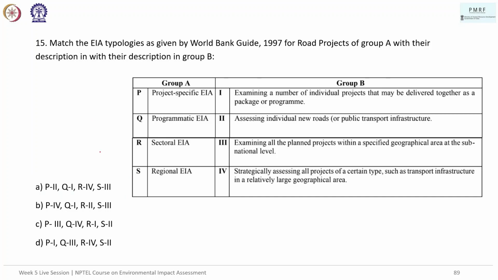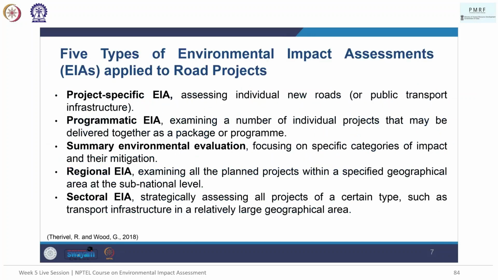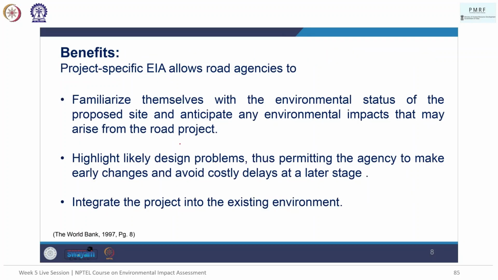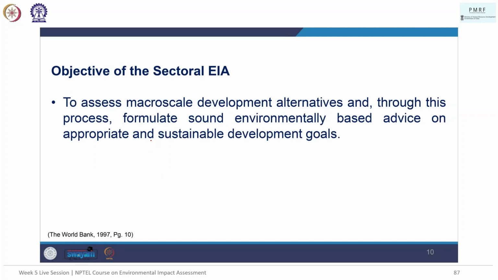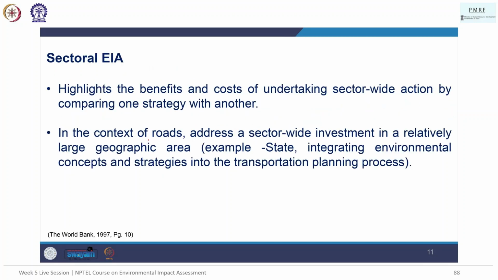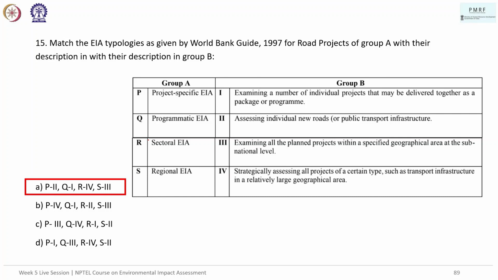Any queries regarding this? So there is one more, if you look at the slide, right? Summary environmental evaluation is when it's sort of like a quick, rapid EIA, focusing on specific categories of impact and their mitigation. So the scoping will be very narrow and predetermined. If you remember, scoping is the second step in an EIA where you determine which are the angles in which you're going to do the environmental impact assessment. So subsequent slides give you details of each particular type of EIA. So the answer is A. Any queries?